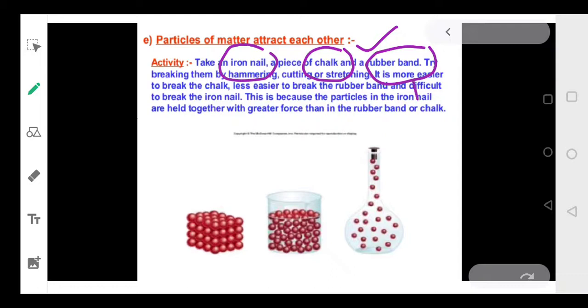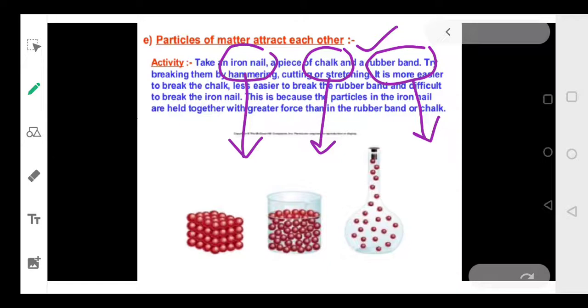Can you break rubber? Yes. Can you break the chalk? Yes. It's the easiest one. You can easily break the chalk, right? Which one is easier to break, chalk or rubber? Chalk is easier to break. A rubber will require a greater force, isn't it? And can you break the iron nail? No, not at all. You cannot break the iron nail, right?